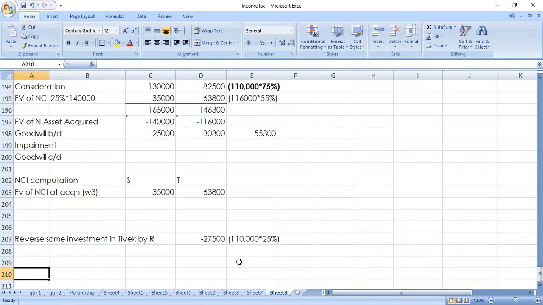Then from your workings, you take them to the consolidation. This time, if it is PPE, you add for the parent, add for Sandra, add for TVEC. If it is inventory, then you just add, of course, with the consideration of any adjustments that occurred to those assets.